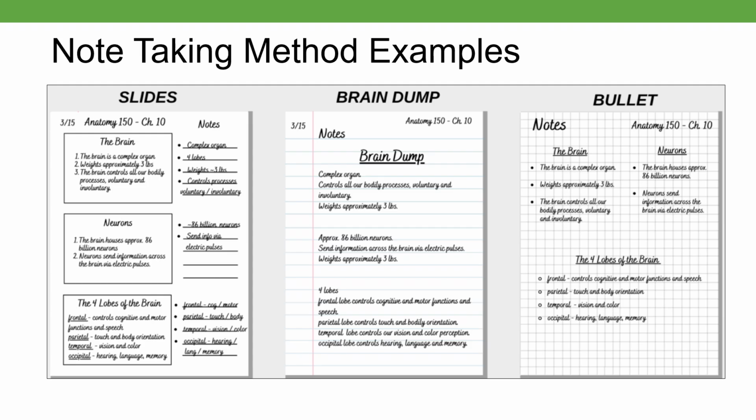And the bullet method. The bullet note-taking method organizes information using headings and bullet points. It helps students group related ideas under clear topics, making notes easier to review and study. This approach is particularly effective for summarizing lectures, readings, or discussions in a concise and organized format.